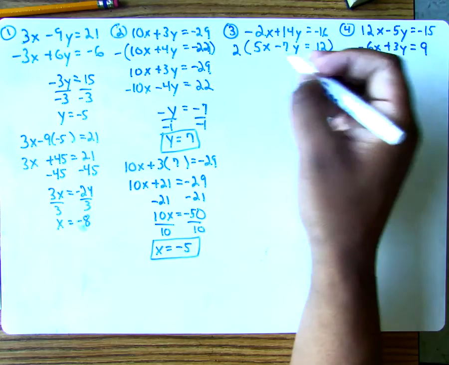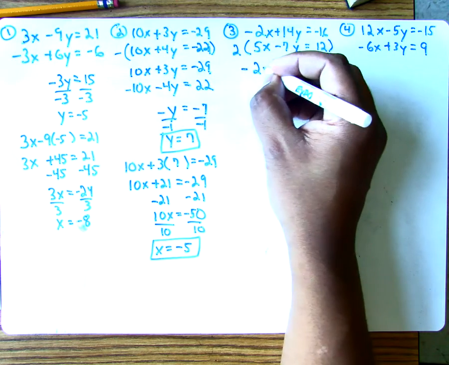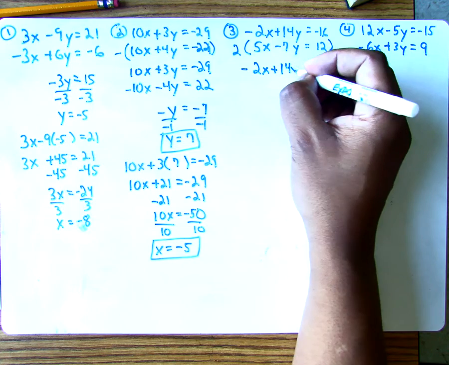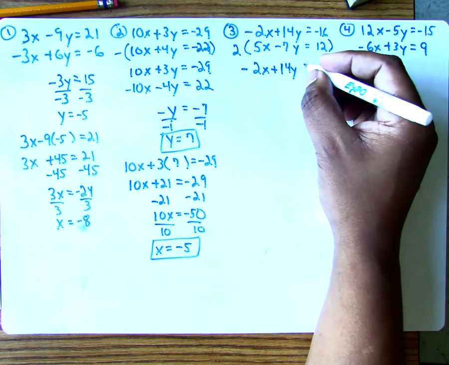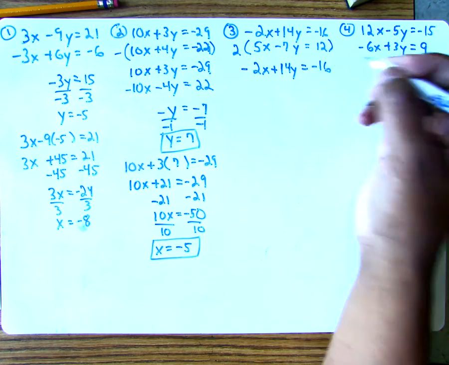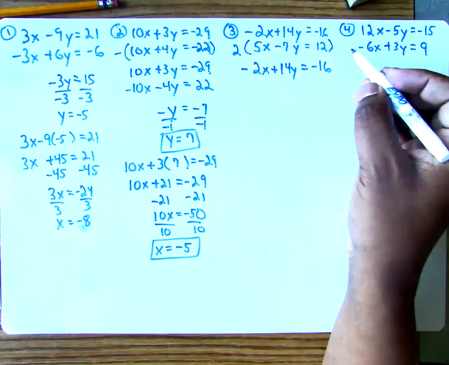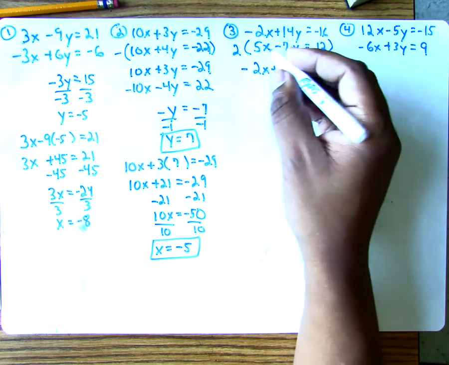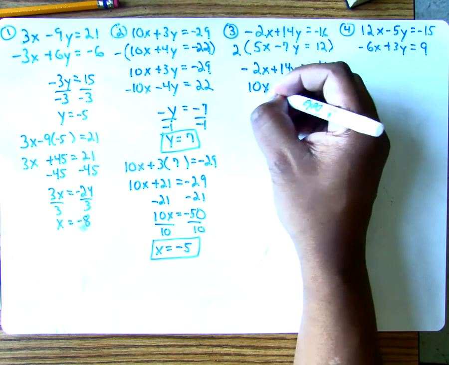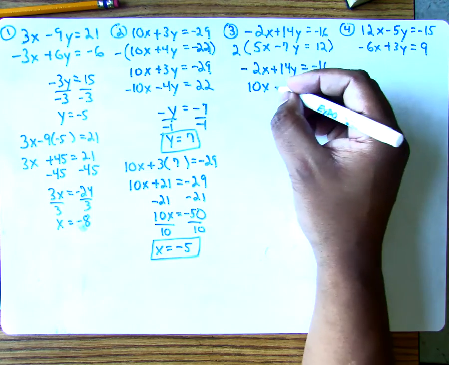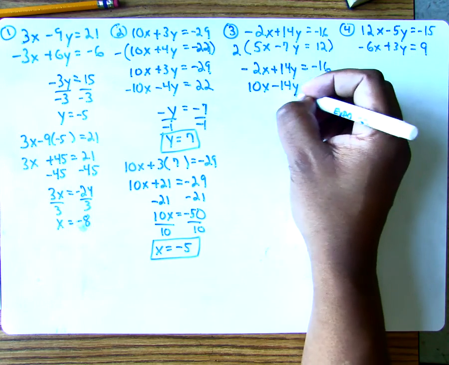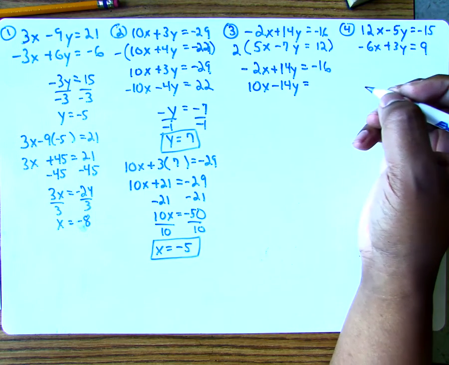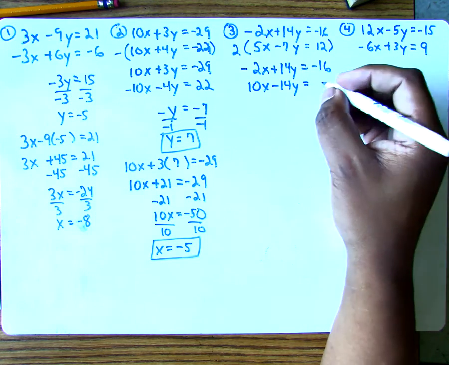So I'm going to rewrite my first equation. And then write my new equation multiplied by 2. So 2 times 5 is going to be 10x. 2 times negative 7 gives us the negative 14y we need. And then 2 times 12 will be 24.